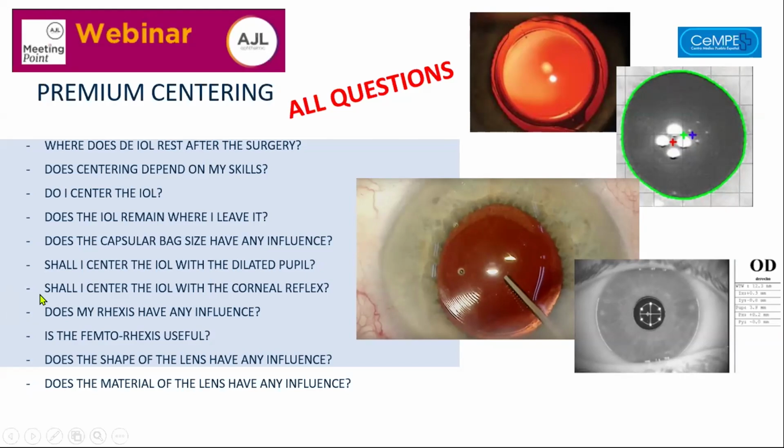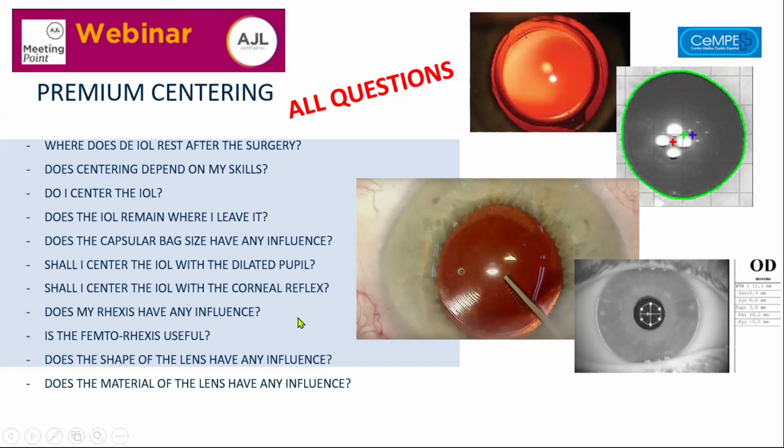So, shall I center my IOL with the corneal reflex? Okay, that sounds much better. You ask the patient to look at the light, and you see this Purkinje reflex, and you center your lens there. But will the lens remain at that position? Who knows? Does my rhexis have any influence?